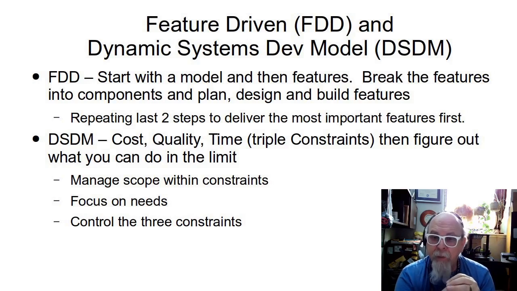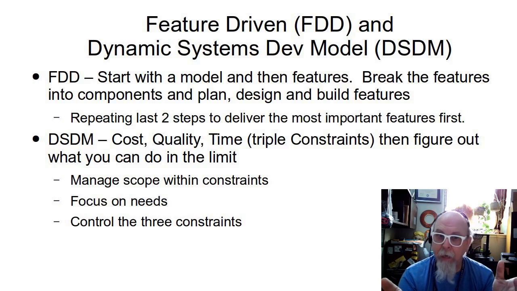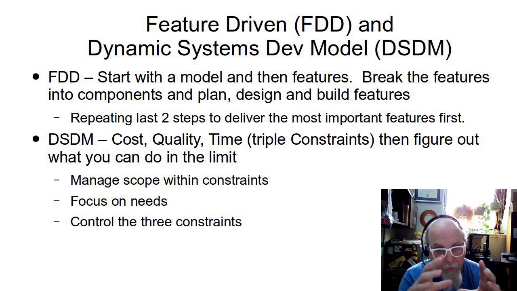So you can have something quick, but it's going to be expensive and you might not have the quality you want. You can have something that's perfect, but it'll take forever and cost a lot of money. So you have to kind of balance those three triple constraints. And the DSDM is all about measuring the constraints and trying to figure out what you can do within the limit of the constraints. What kind of time, what kind of money, and what kind of quality constraints have you defined? And then pick something there in the middle and get it done.